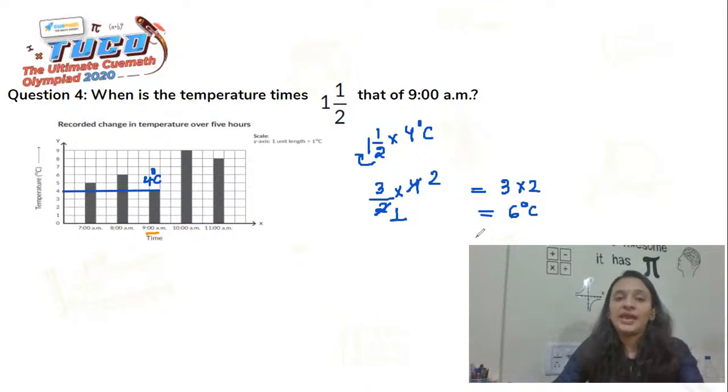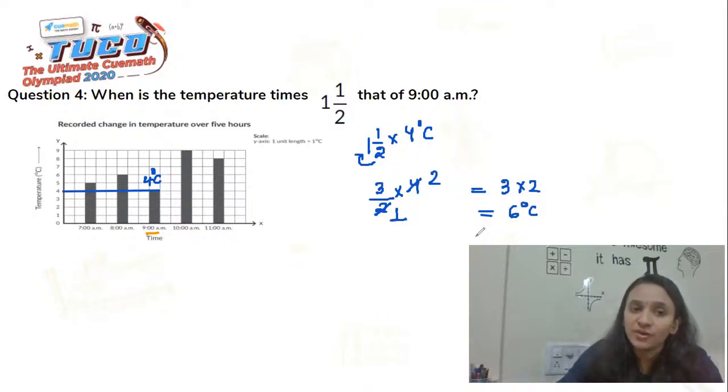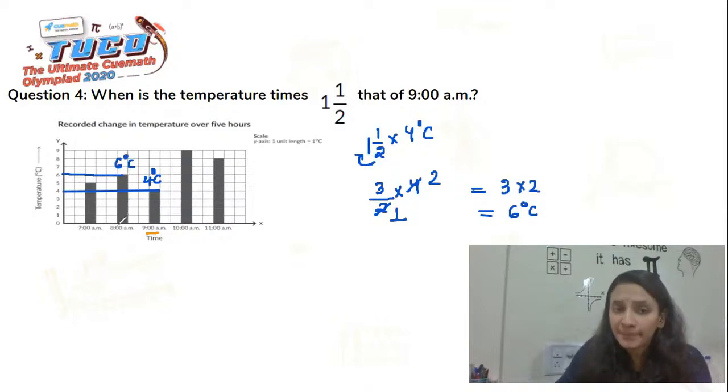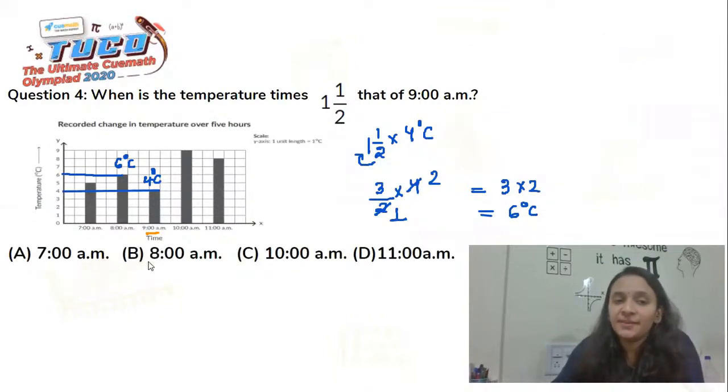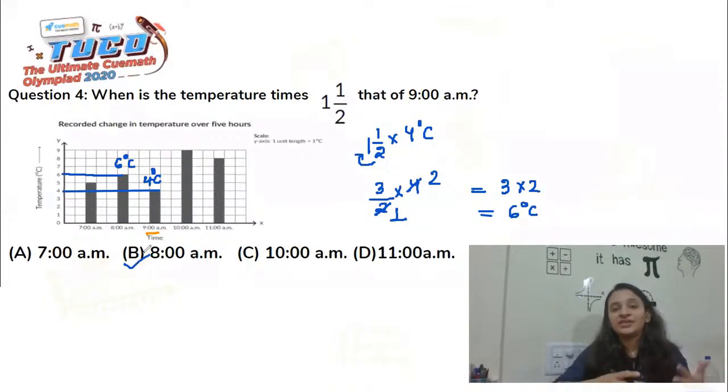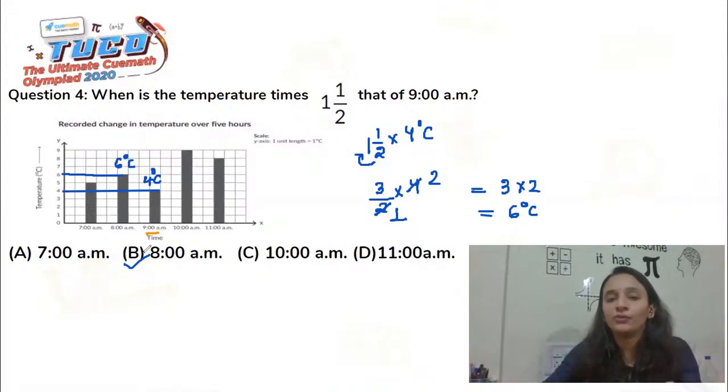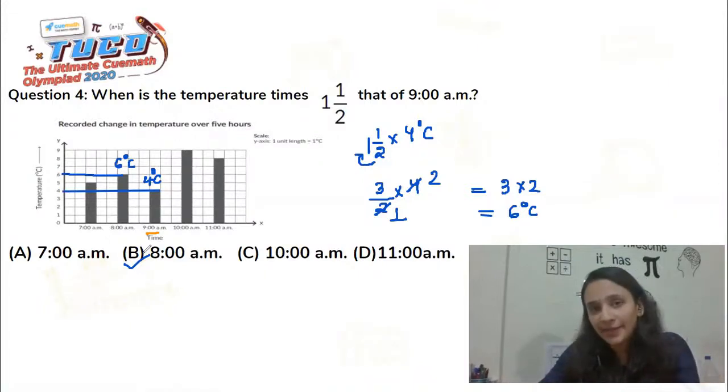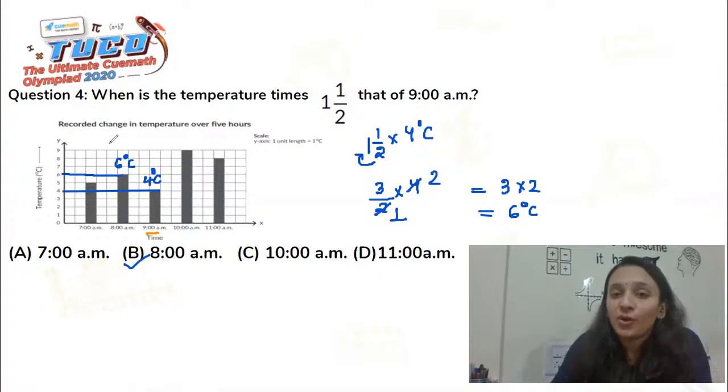So we need to look at the graph for the temperature 6 degrees Celsius. If you look, this clearly is the bar that touches 6 and is representing 6 degrees Celsius. So the time for this particular bar is 8 a.m. So let's see what the options are. Okay, so we have 7 a.m., 8 a.m., 10 a.m. and 11 a.m. And as we have already solved this question, we know that 8 a.m. is the time when the temperature is 1 1/2 times what it is at 9 a.m. So with this, we have solved all our basic problems.